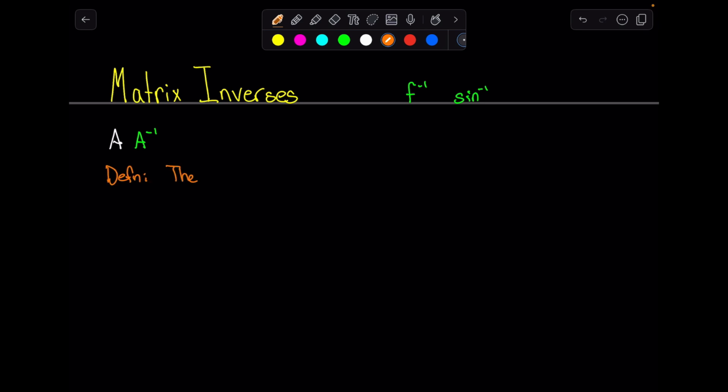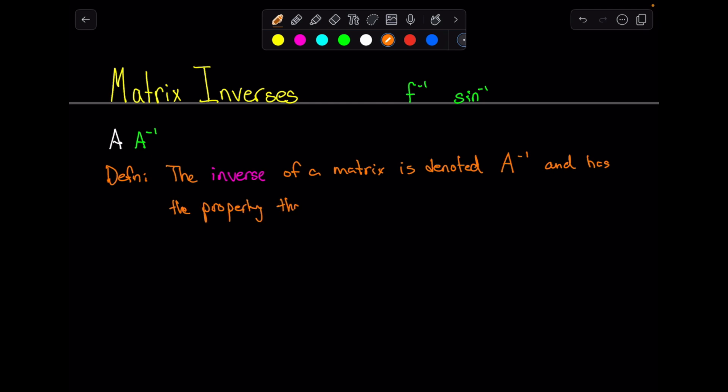And basically the definition of the inverse of a matrix is denoted, as I mentioned before, with that little A inverse symbol, and has the property that A multiplied by A inverse is equal to the identity matrix, which we call this big I. And it's also the same if I did it the other way around.